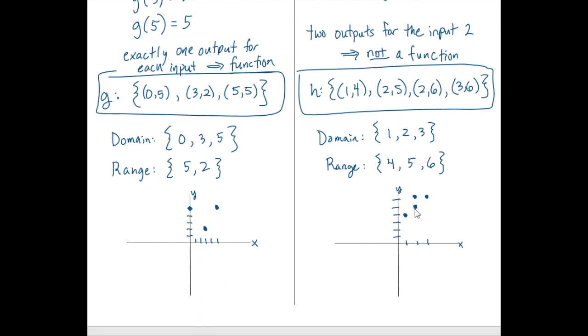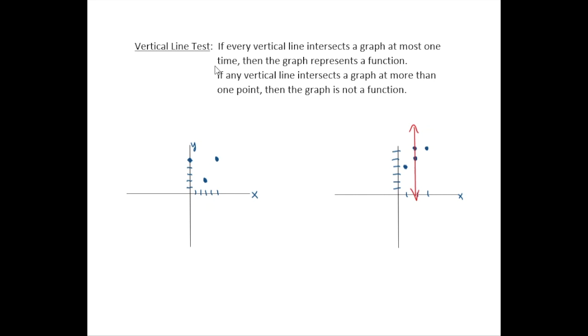If you have two ordered pairs with the same x-coordinate, they're going to fall on a vertical line. Any graph that has two or more ordered pairs on the same vertical line will not be a function. For the graph of a function, any vertical line will have at most one point of the graph on that line. This is called the vertical line test. So the vertical line test says that if every vertical line intersects a graph at most one time, then the graph represents a function. That's what we have here in the first case.